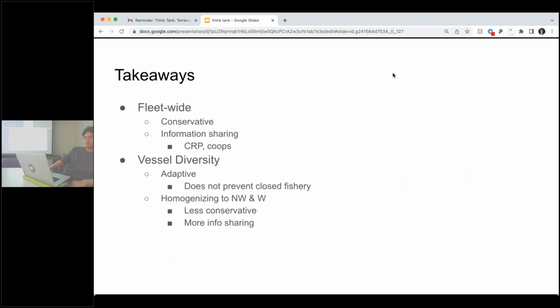Okay, so some concluding takeaways from a fleet-wide perspective: this is quite a conservative fishery spatially. There seems to be a lot of information sharing that's probably facilitated by the rationalization program, and new conditions, and also co-ops. All the crabbers are involved in a co-op, and co-ops have been modernized over time too. So probably more exchanges or more cahoots with each other.